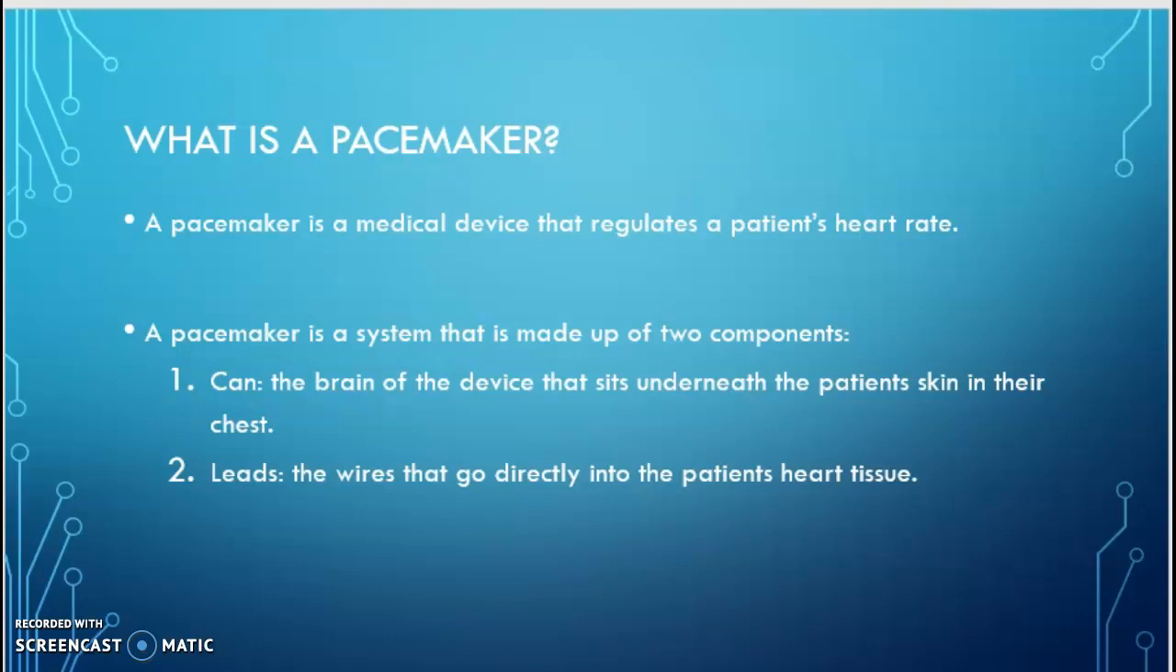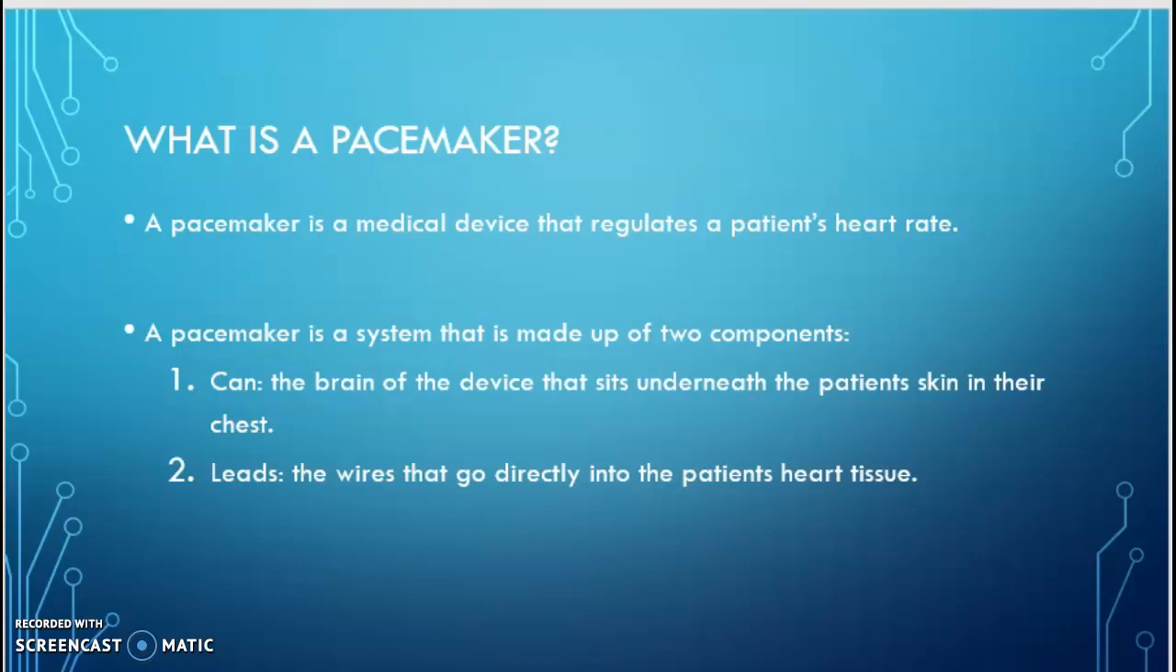The first component is the can. The can is the brain of the device that sits underneath the patient's skin in their chest. The can is programmed directly to alter the electric current of the heart. That is the device that you see on a patient. We will see, and you will be touching when you're working a pacemaker. That is what you're seeing, the can.